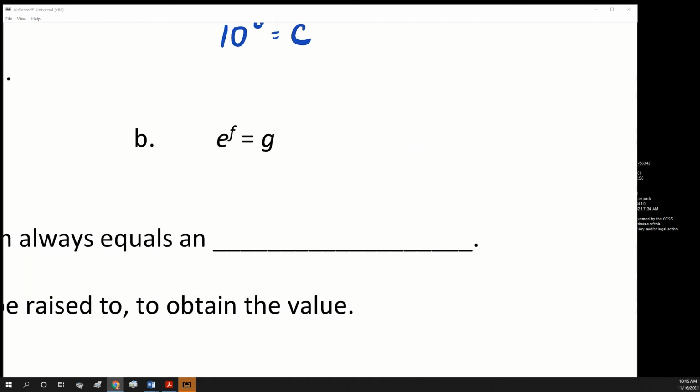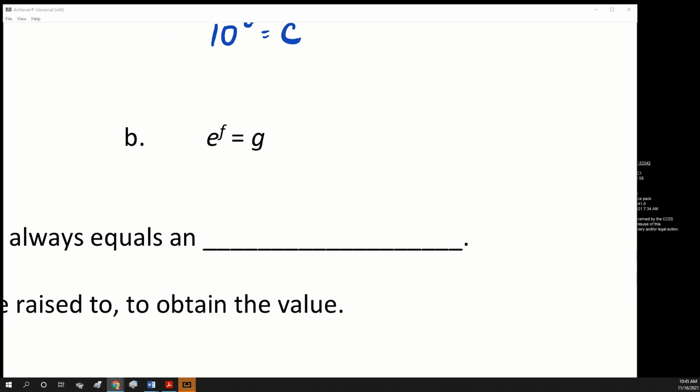And then b is kind of confusing just because we're using so many variables. Is e a variable? E doesn't vary. E is always 2.71828, a whole bunch of decimals. So when e is the base, it's going to be the natural log of g equals f. I thought that was a variable. I know, it was tricky, but e is not a variable. Just like pi. Pi is a Greek letter, but it's always equal to the same thing.